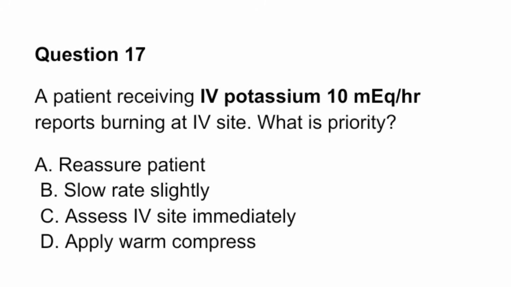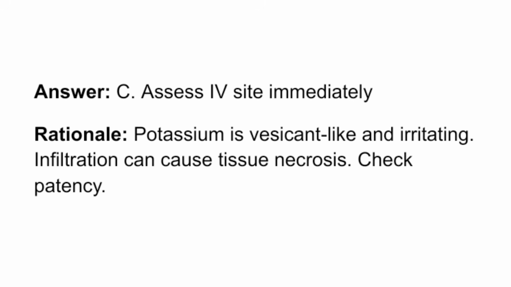Question 17. A patient receiving IV potassium 10 mEq per hour reports burning at the IV site. What is priority? A. Reassure patient. B. Slow rate slightly. C. Assess IV site immediately. D. Apply warm compress. Answer: C. Assess IV site immediately. Rationale: potassium is vesicant-like and irritating. Infiltration can cause tissue necrosis.